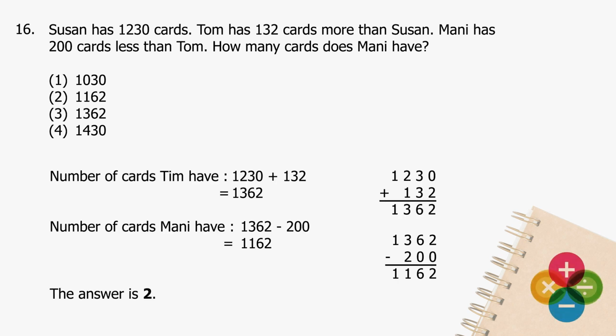The number of cards Tom has will be, add 1,230 to 132, and the sum is 1,362. The number of cards Marnie has will be, subtract 200 from 1,362, and the difference is 1,162. The answer is 2.